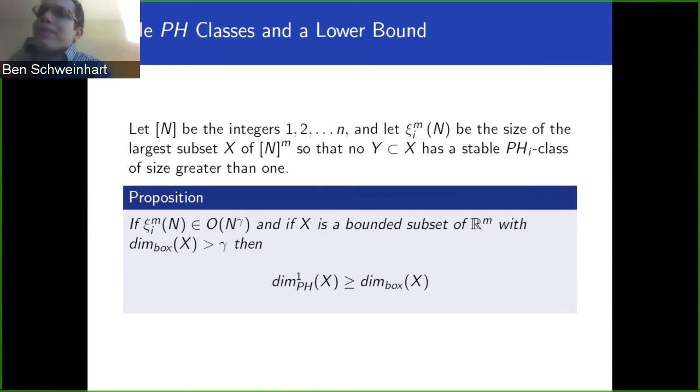Okay, so the idea is that if psi I m of big N says something about the largest subset of a big cube in the integer lattice that has no stable persistent homology class in this inclusion-closed manner, and this is in order of big N to the gamma, and we have a subset of Euclidean space with box dimension greater than gamma, then we get this lower bound for the persistent homology. Oh, this should be phi rather than PH1, for the I-dimensional persistent homology dimension in terms of the box dimension.